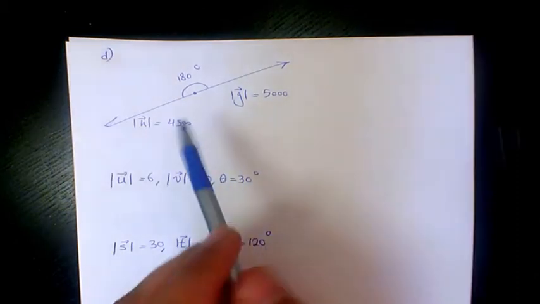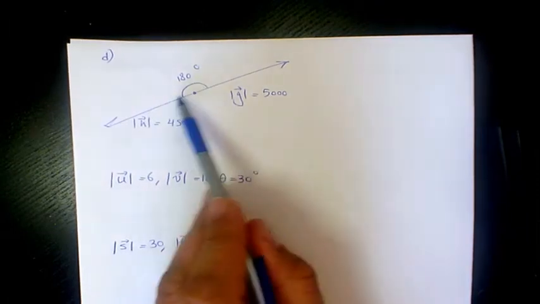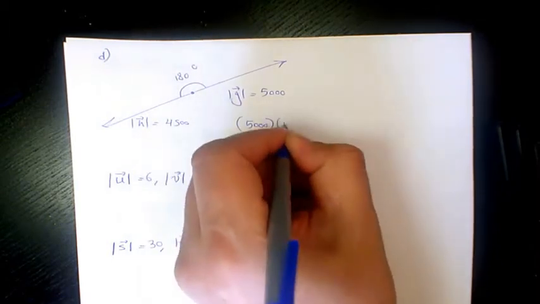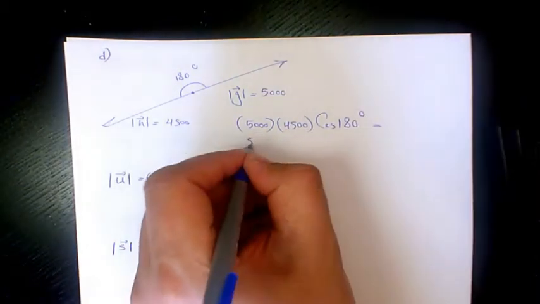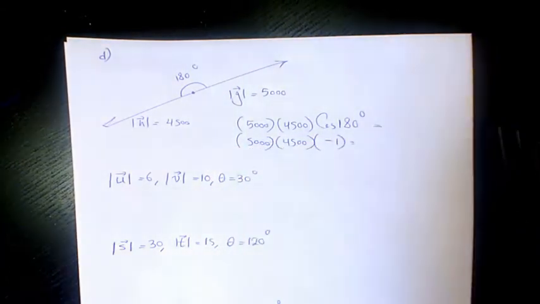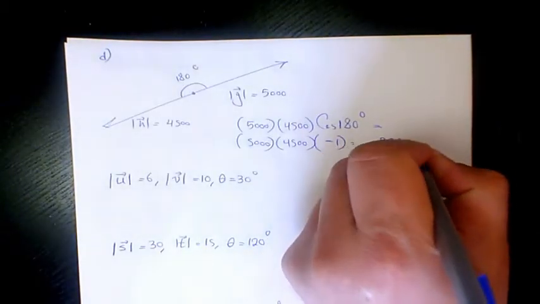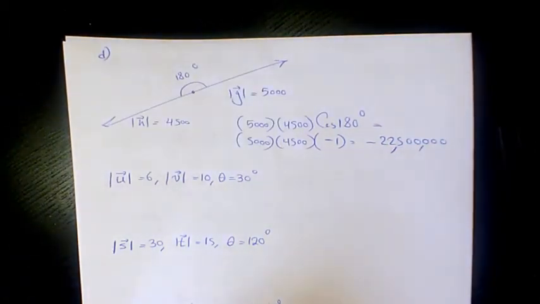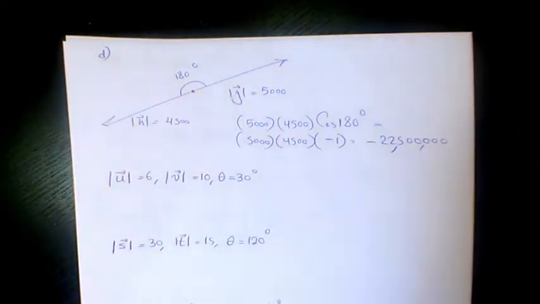Next example is G, 5000, the magnitude. The magnitude of H is 4500, and the angle in between is 180. So it's going to be 5000 times 4500 times cosine 180. So that's going to be 5000 times 4500 times negative 1. It will be negative 22,500,000. Next one is going to be 610, and the angle is 30.